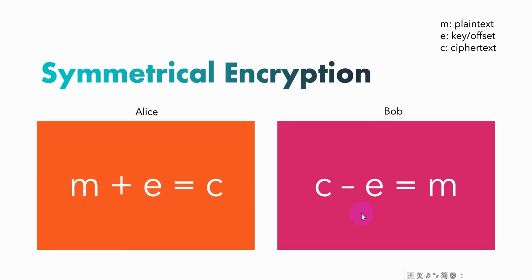So for the symmetrical encryption, Alice has a message M. She encrypts it using the key E, and it turns into ciphertext C. Bob receives the ciphertext C, uses the same key E to decrypt it, and finds M.